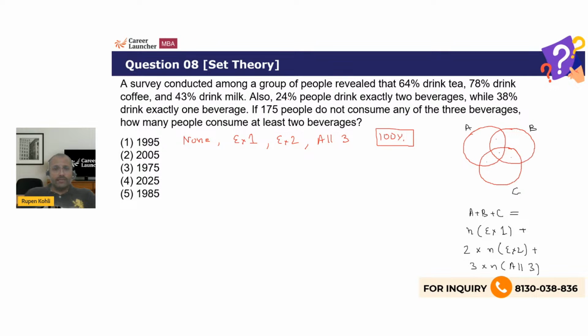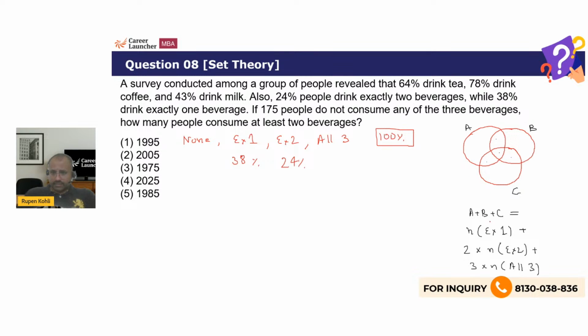So we are directly given 24% drink exactly two. And this one was your 38, exactly one. So these two add up to the remaining percentage. 38 and 24 is 62, right? So therefore, another 38 remains for these two, right?